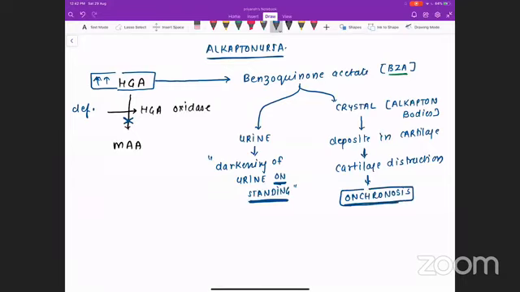So there are two things occurring in alkaptonuria: one is ochronosis and the second is darkening of urine. If I ask you which is more bothersome, or which will bring the patient to you, is it the darkening of the urine, or the ochronosis process that is going to bring you the patient?